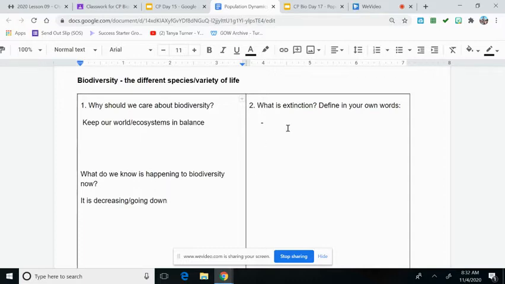And then right now, I want you to write your own definition of extinction. What is it in your own words? If you hear the species went extinct or the dinosaurs went extinct, what does that mean to you? So this should be, like it says, in your own words. What is extinction in your mind or in your ideas? I'll give you a moment to write that down.